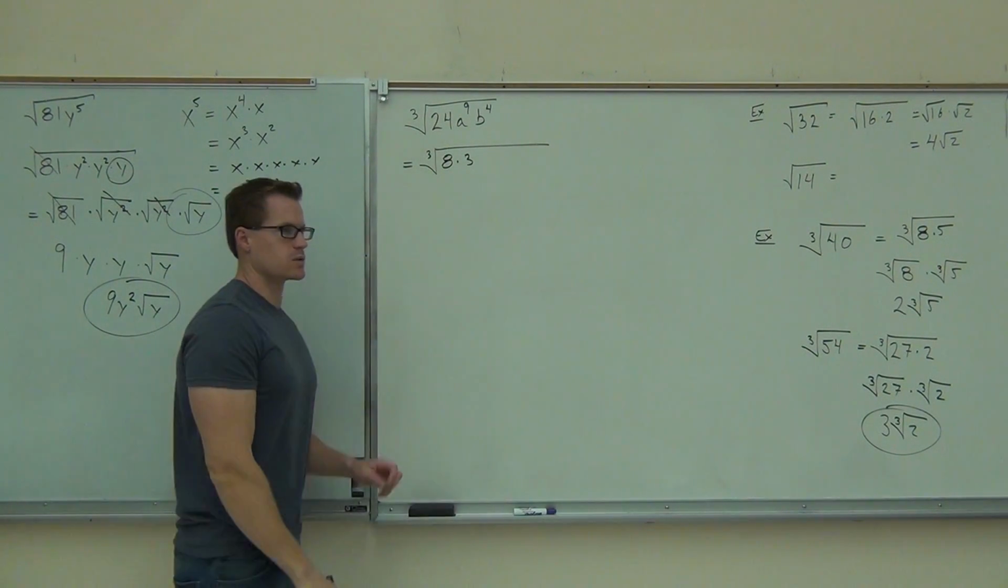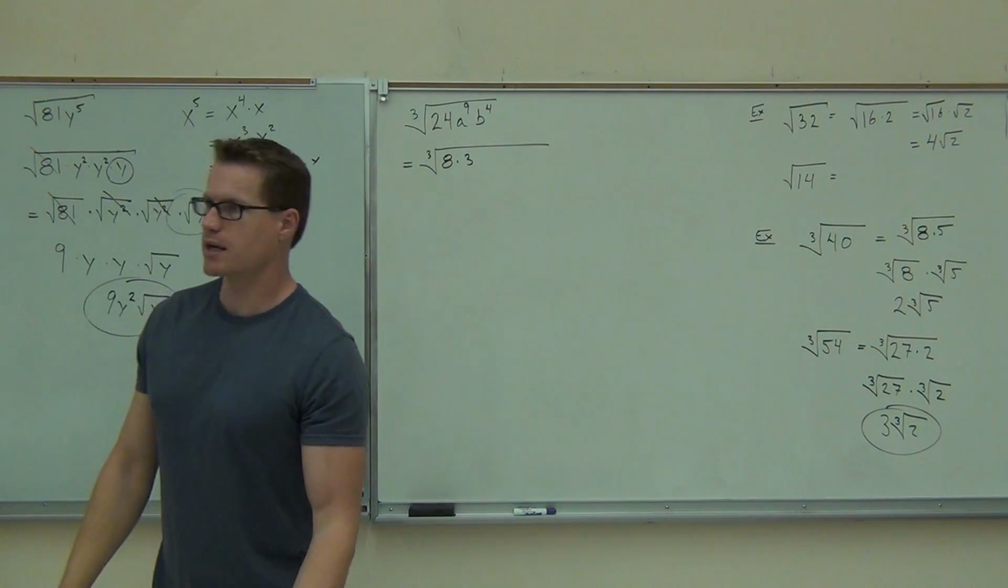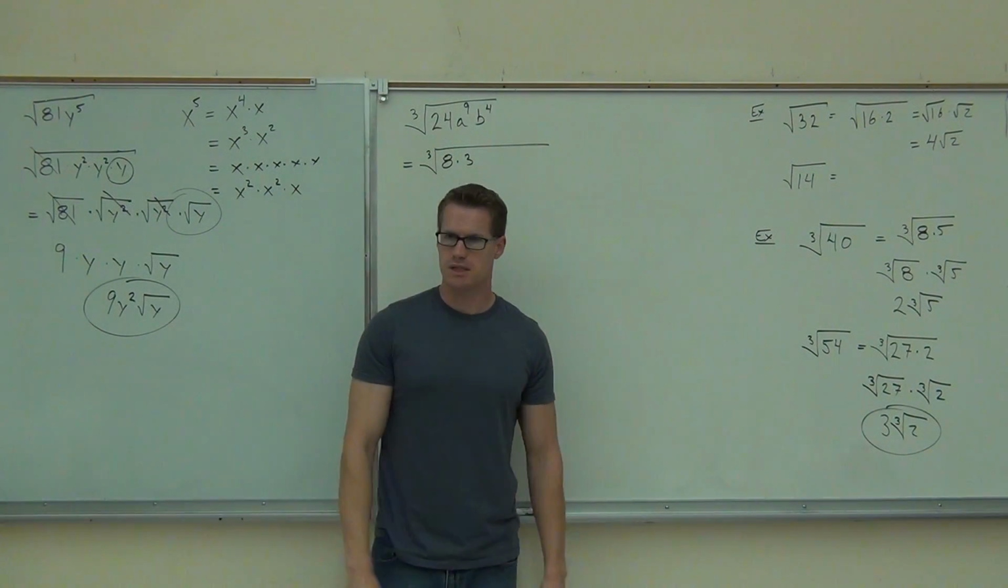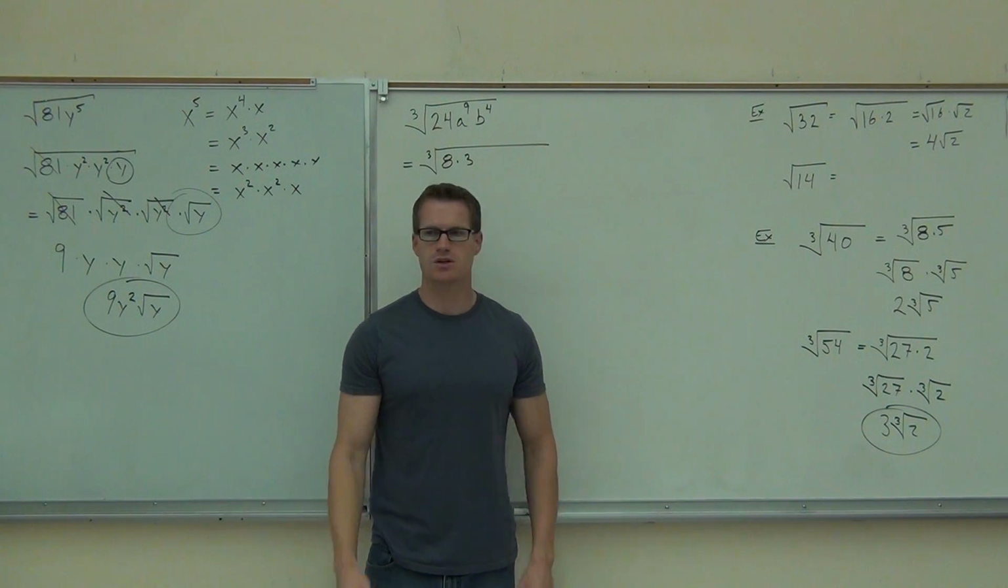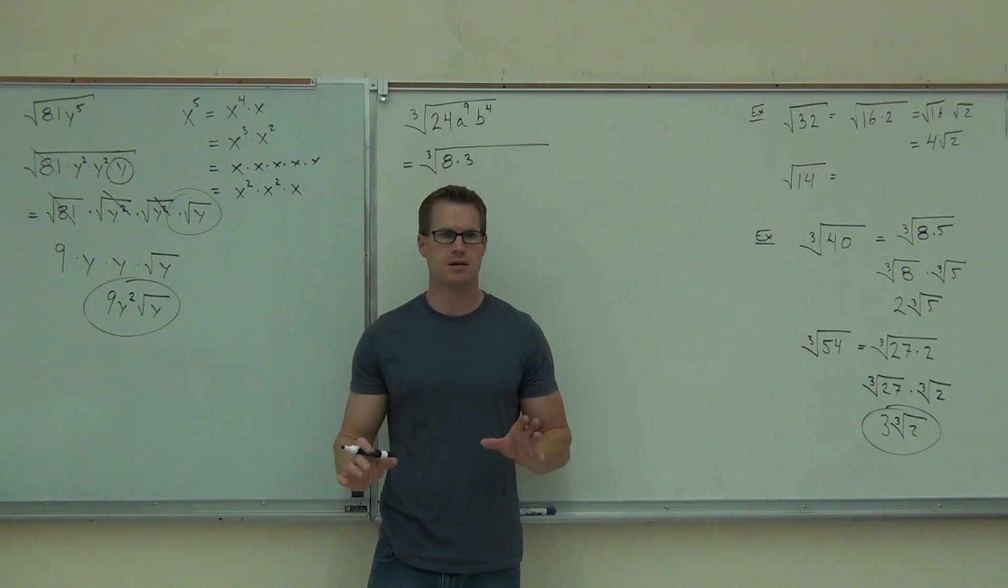8 times 3 gives you 24. Why did I pick 8? I can take the cube root of 8. That's why I picked 8. The 1, 2, 6, and 4 can't take the cube root of those numbers. Are you starting to see why I'm picking the numbers I'm picking?